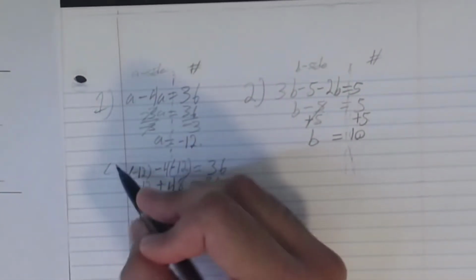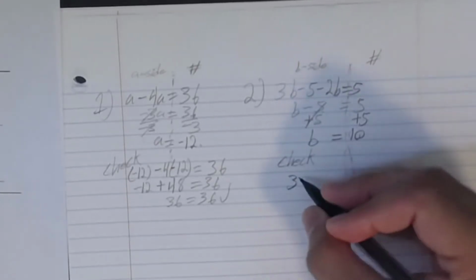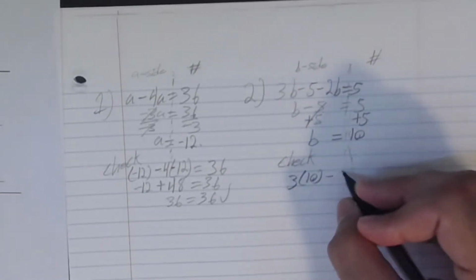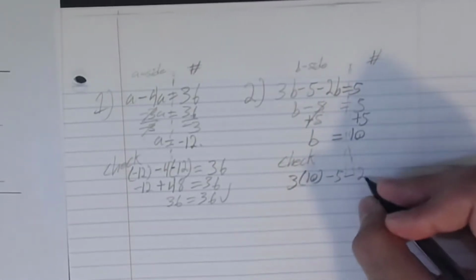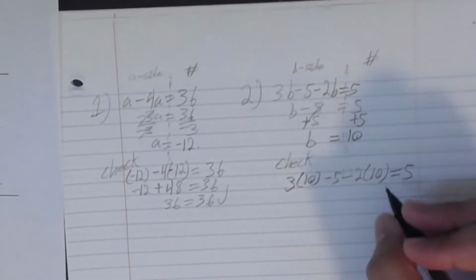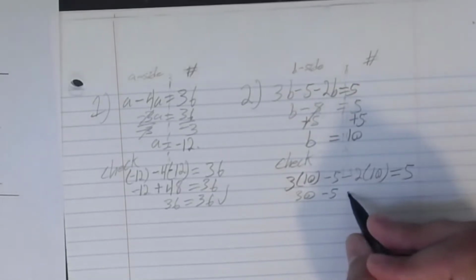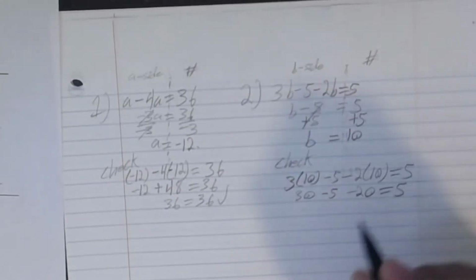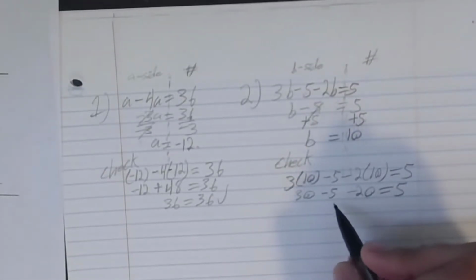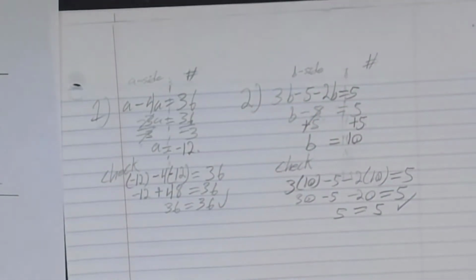So we want to check. Let's see if we did it correctly. Okay, we got 3b, but our b is 10. Notice how I'm doing the parentheses? I just like doing that. 2b, which is 10, and then equals 5. Okay, let's see. 3 times 10, that is 30 minus 5. -2 times 10 equals -20. So we have this. What is 30 minus 5? That is 25. What is 25 minus 20? That is 5. So 5 equals 5. So it is true. b is in fact equal to 10.